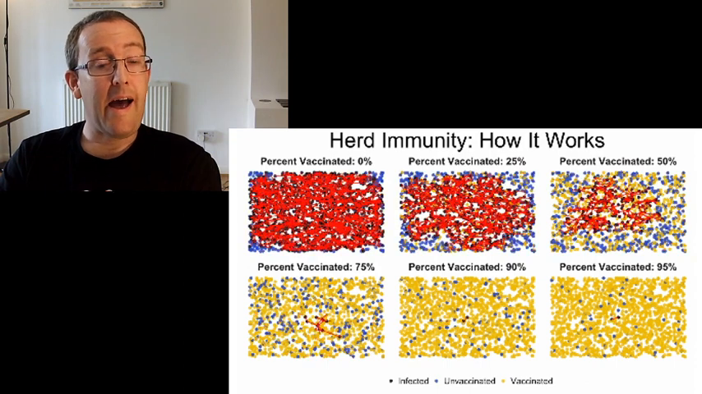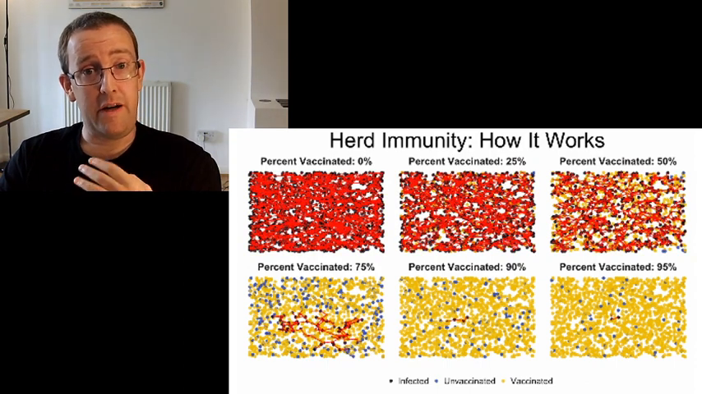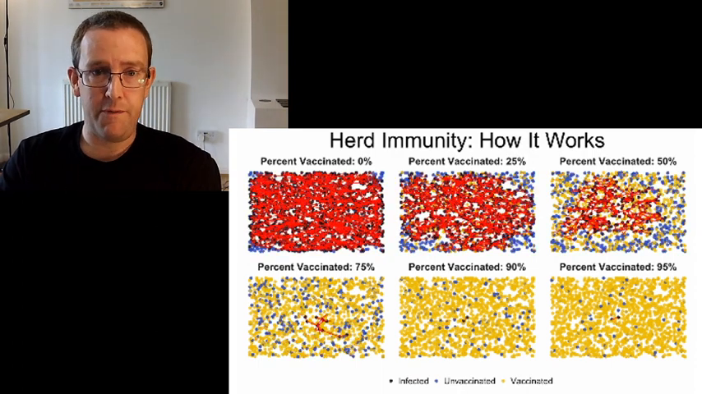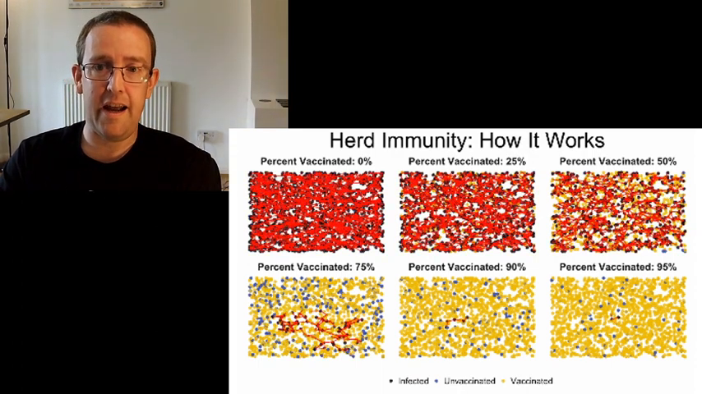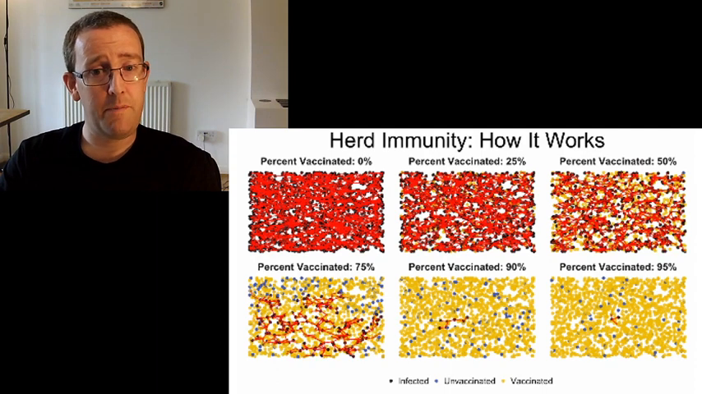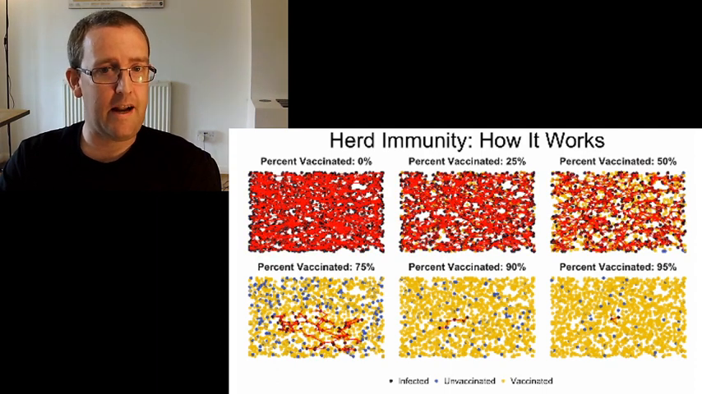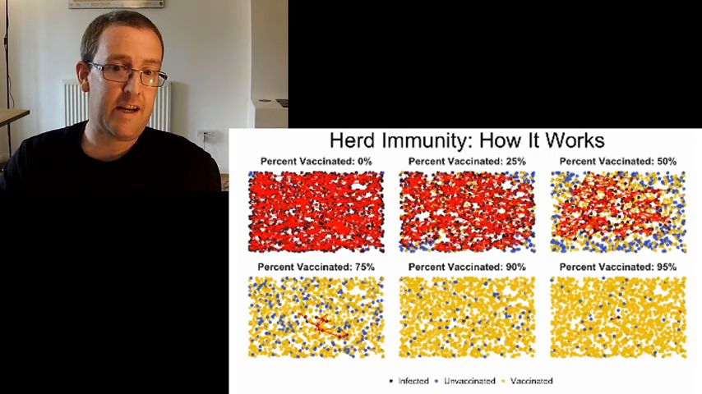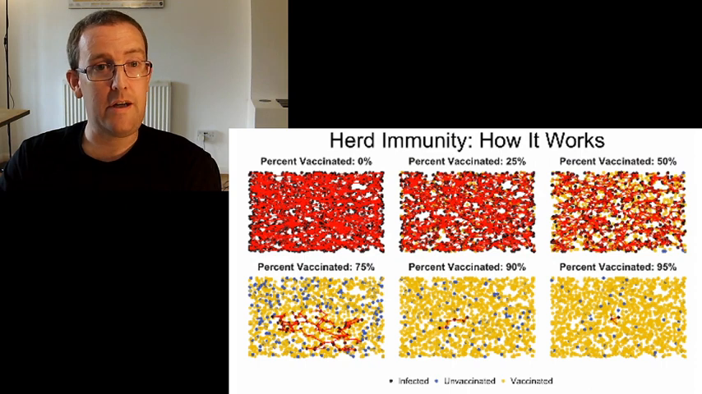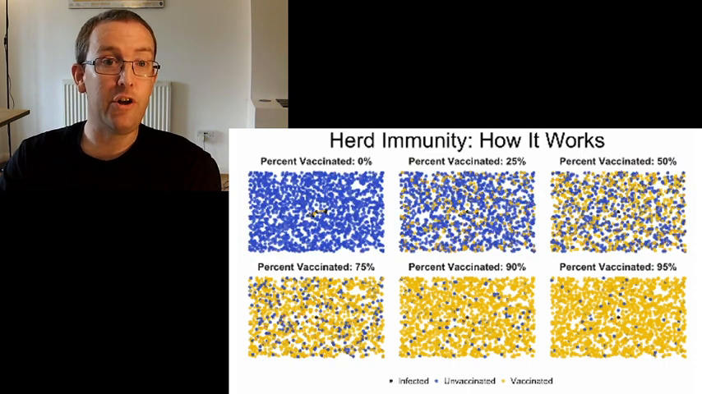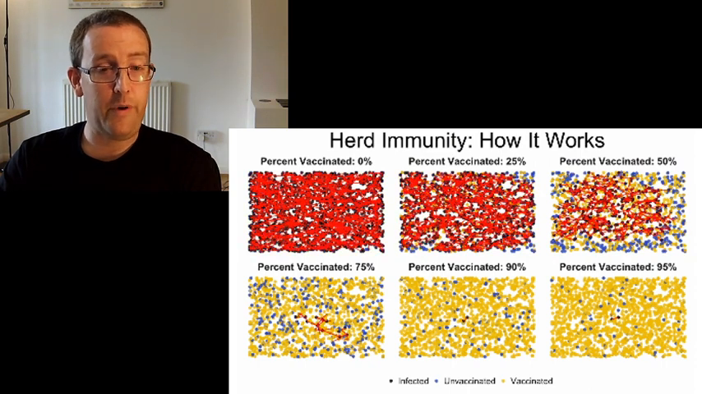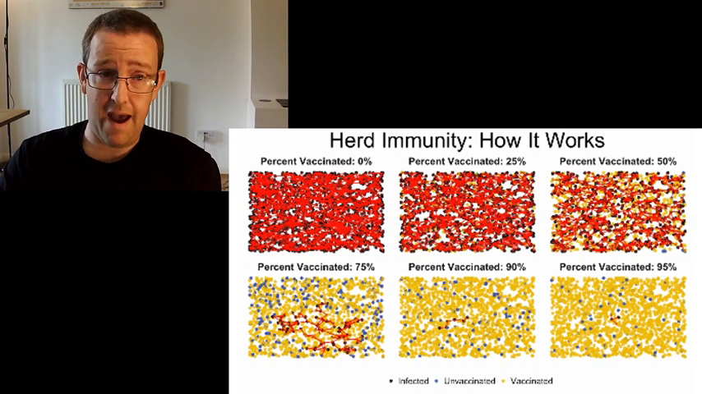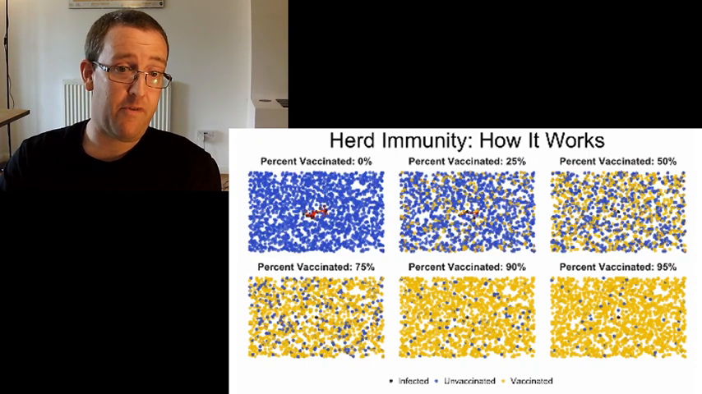There we go. And which shows the difference between if you've got 0% of the population vaccinated, 25%, 50, 75, 90 and 95. So in this animation, blue is unvaccinated, yellow is vaccinated, and then of course red is infected. Okay, and as you can see, to achieve this herd immunity effect, you need a lot of the population to be immune, either by having had the disease or by having been vaccinated.